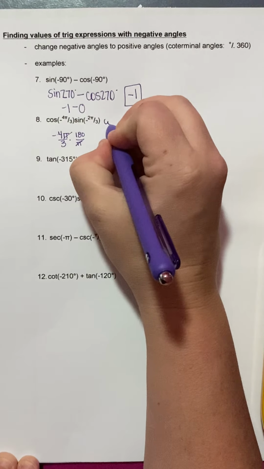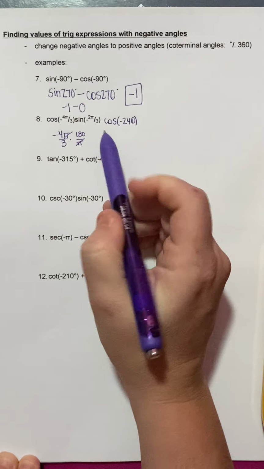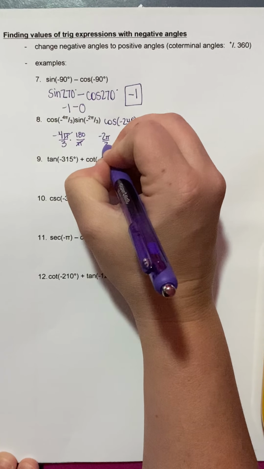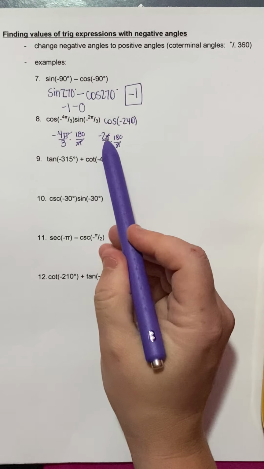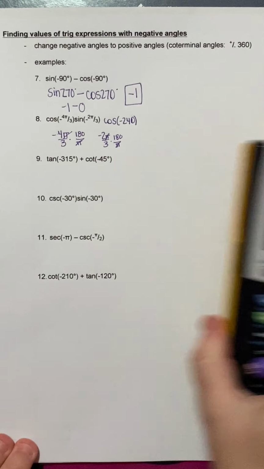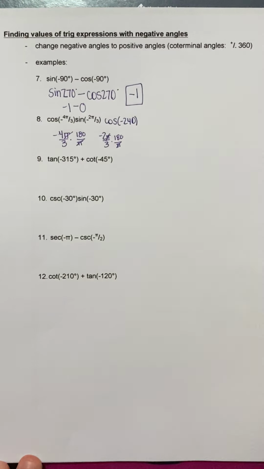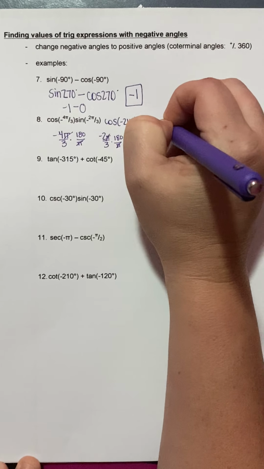So I'm going to rewrite this as the cosine of negative 240. And I'm going to do the same thing for negative 2 pi over 3. Negative 2 pi over 3 gets multiplied by 180 over pi. Pi's go away. So I'm basically taking negative 2/3 and multiplying by 180, and that gives me negative 120. So this is the same thing as the sine of negative 120.